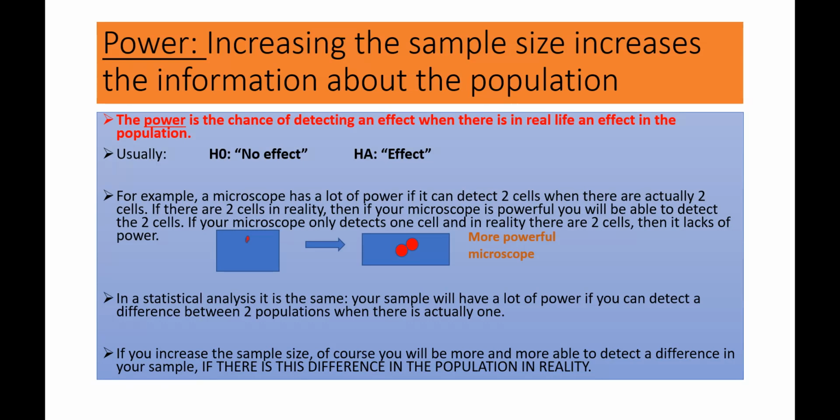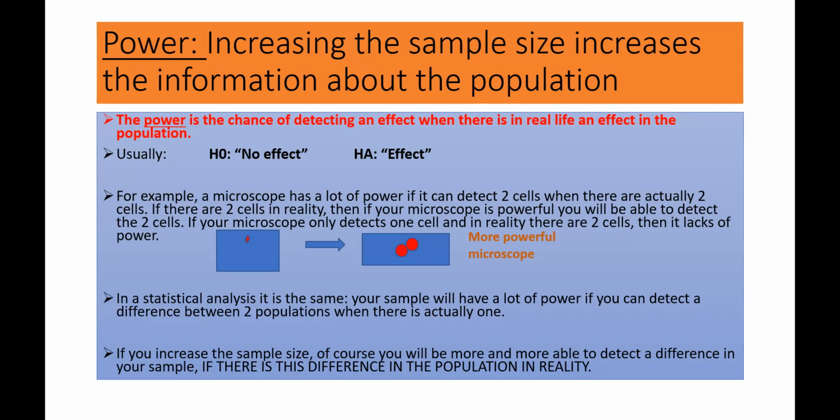Okay, so if in reality there is a difference between the two populations, you will be able to detect that difference. But it doesn't mean that in reality, there is a difference. It's if in reality there is this difference, if in reality there are two cells in the microscope, you would be able to detect it with your analysis. You would be able to detect it with your microscope, okay? It would be a powerful microscope. It would be a powerful analysis, okay?